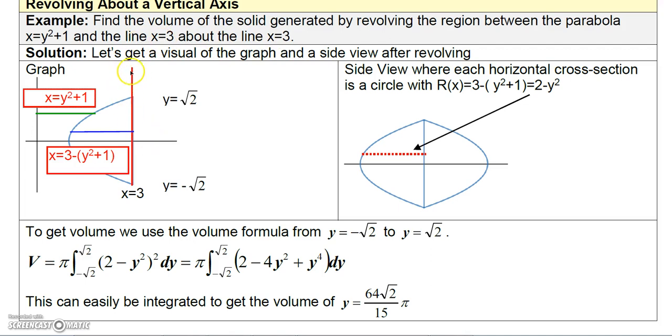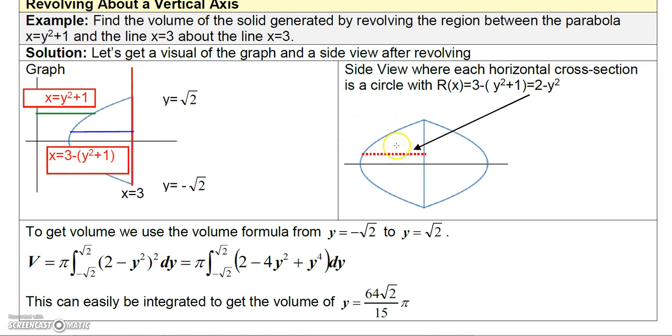Okay, so this red line right here is the line x equals 3, and you can see I've labeled it right there. And then x equals y squared plus 1 would actually be this region right here. It's a parabola that opens to the right, because y has both negative and positive values, so you get that parabola.